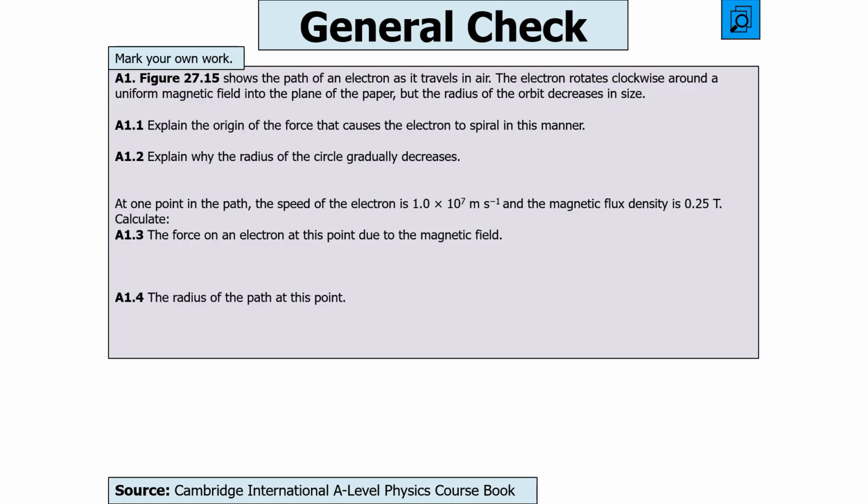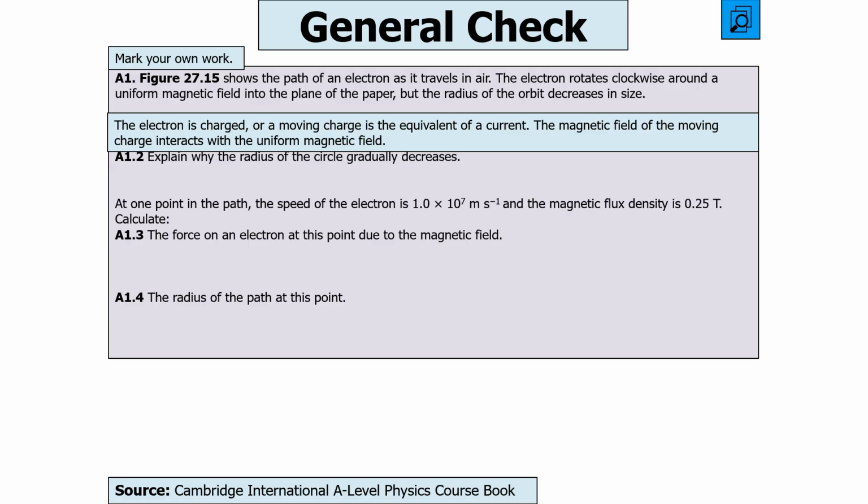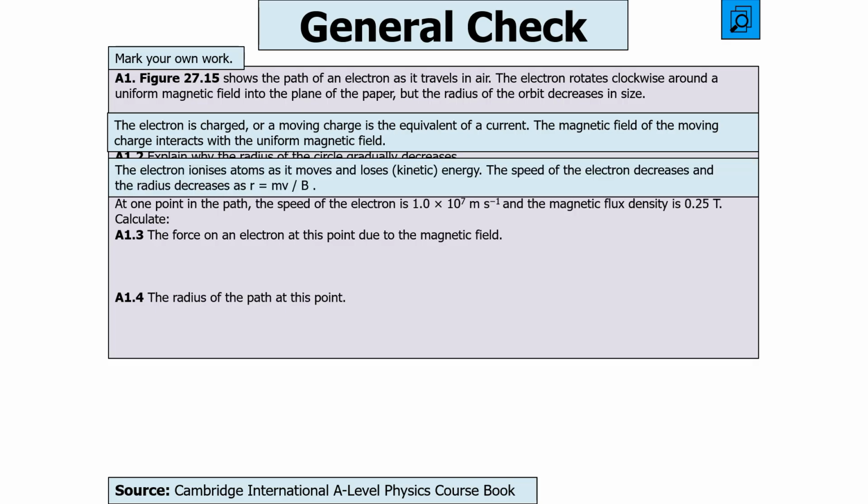Right, in this first one, the electron is charged, so the magnetic field of the moving charge will interact with the uniform magnetic field. Secondly, the electron ionizes atoms as it moves and therefore loses kinetic energy. So the speed of the electron decreases and the radius will also decrease because r equals mv over bq.